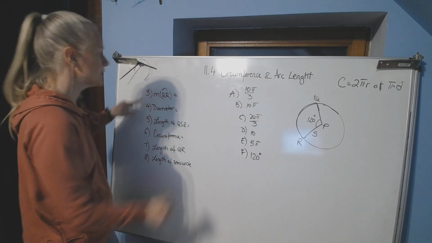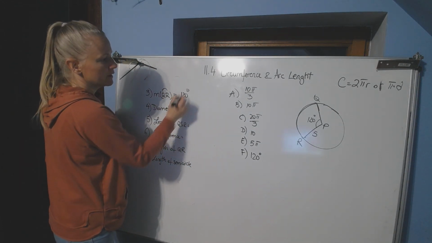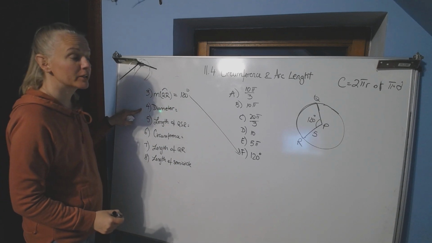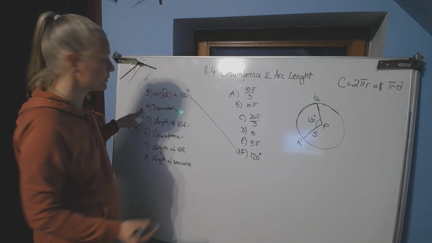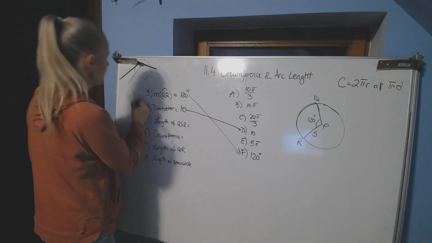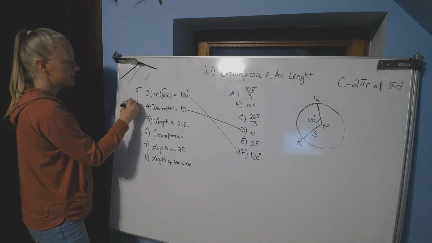It's a central angle. It's going to be 120 degrees. It should have gone to F. The diameter, if the radius is 5, diameter is double the radius, 10. It's going to go to D. So this is F. This is D.